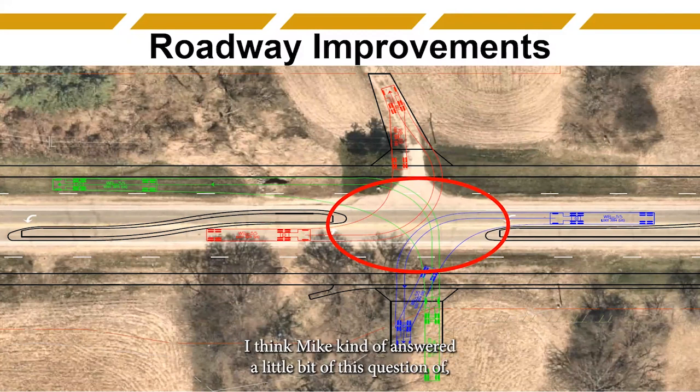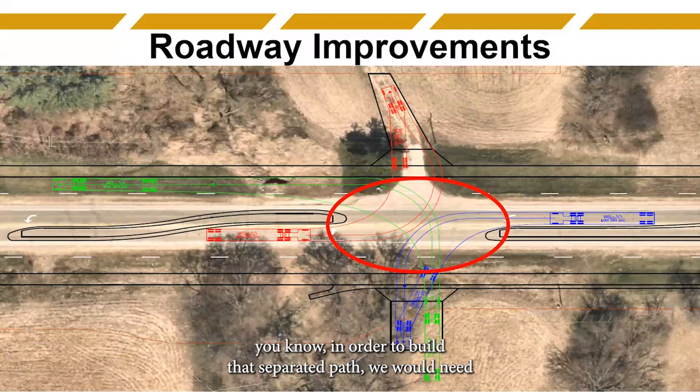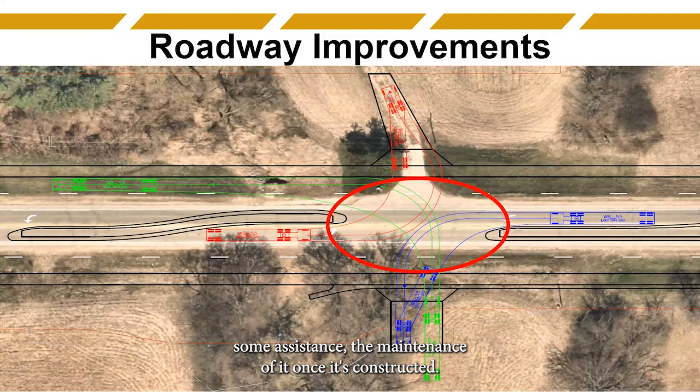Well, and I think Mike kind of answered a little bit of this question. In order to build that separated path, we would need some assistance on the maintenance of it once it's constructed. Another issue I know that people have questioned about is the actual speed along this roadway and why we're going down to a 45 mile per hour. That 45 mile per hour would definitely be better if we don't have the multi-use path, for the bicycles that are on the shoulder. So I guess that's kind of the biggest thing, is trying to get assistance on maintaining that bike path if it's going to be separated from the roadway.